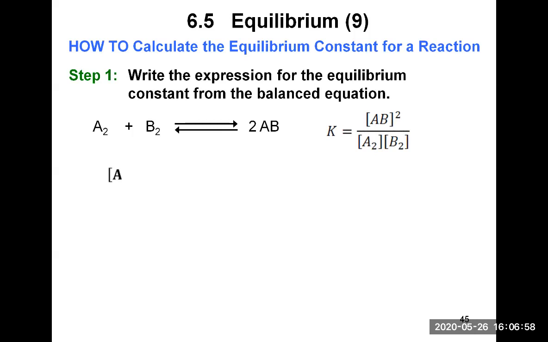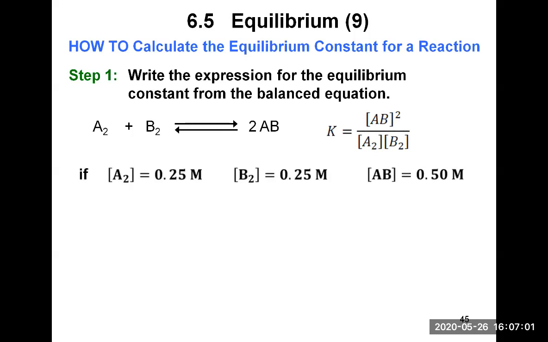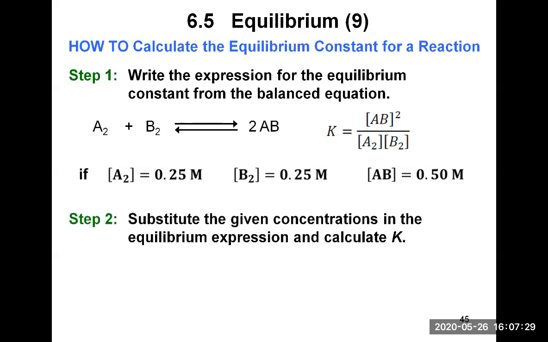The next step is to be given the values of the concentrations, and here they are. Concentration of A2 is 0.25 molar, B2 is 0.25 molar, and AB is 0.50 molar. Remember, brackets mean concentration in molarity, so that's why the values are in capital M, which symbolizes molarity. The second step is to substitute the given concentrations in the equilibrium expression and calculate the K value.